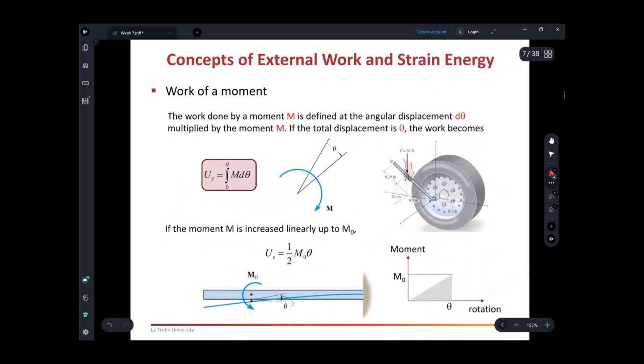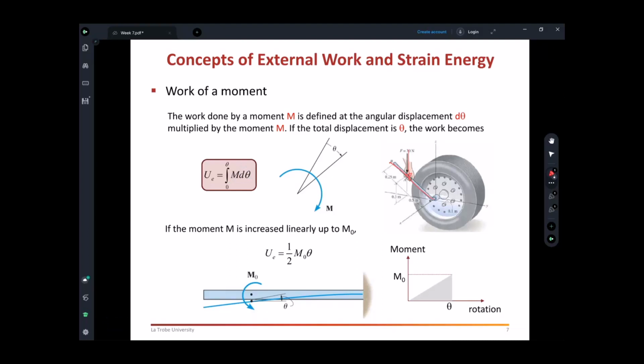That is the external work done. The same concept can be applied for moment: like force and displacement, moment and rotation. If you have your car wheels and you want to open the nuts, you use a spanner with a force to open it with some rotation theta. By the same concept, moment times a very small rotation d theta, and you add up all these small d theta rotations by integration. Moment times rotation is again external work done.